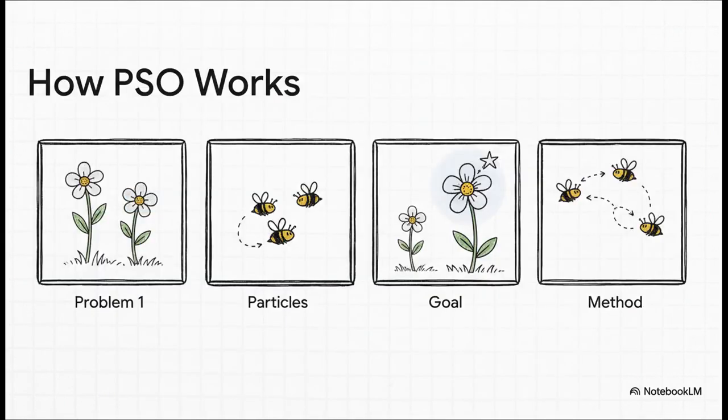This is such a great way to understand it. Imagine your problem is a huge field of flowers, and your goal is to find the one single flower with the most nectar. The particles in our algorithm? They're a swarm of bees. So how do they find it? Well, they don't just fly around randomly. Here's the magic. The bees communicate. They share information about the good spots they found. So when one bee finds a pretty good flower, it kind of tells the others. And that collective knowledge guides the entire swarm toward the most nectar-rich flower in the whole field. That's PSO. It's like a computer program that thinks like a swarm of bees.